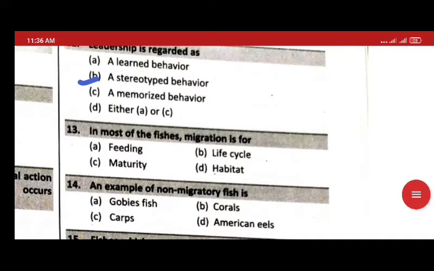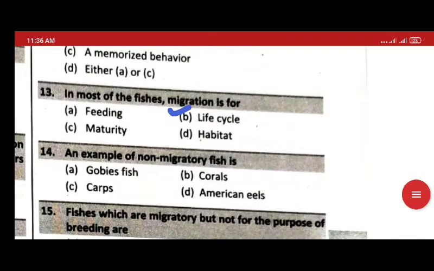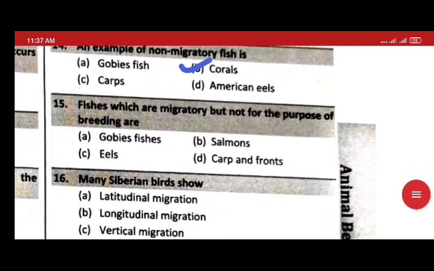In most of the fishes, migration is for... So most of the fish migration is done for life cycle. So option B is right. An example of non-migratory fish is... So non-migratory, which fish doesn't migrate? So coral fish is sessile and won't migrate. So option B is right.